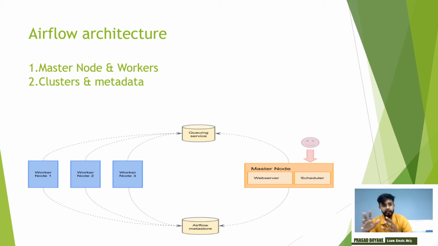The Airflow architecture basically consists of two kinds of nodes. First is the master node, and the second category is called worker nodes. Okay, so the master node, on a high level, manages all the metadata. So for example, let's say you have created one workflow. What is the name of that workflow, what is the schedule time, how many tasks are inside that workflow, all this metadata is stored and managed by the master node.